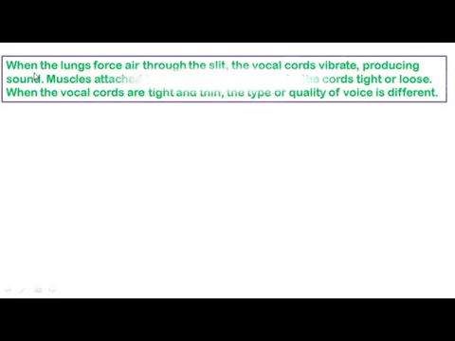When the lungs force air through the slit, the vocal cord vibrates, producing sound. Muscles attached to the vocal cord can make the cord tight or loose. When the vocal cords are tight and thin, the quality of voice is different.